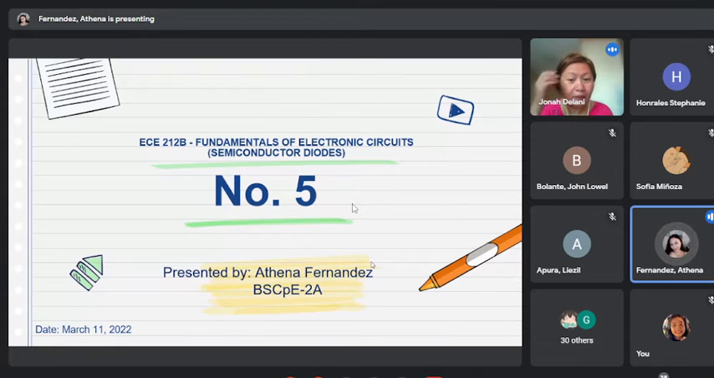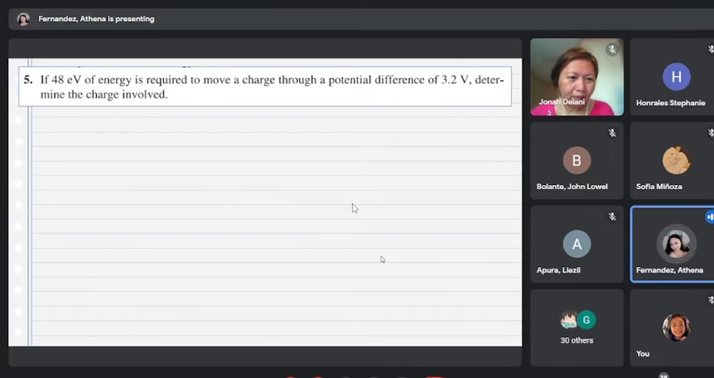So good morning, everyone. I'm going to answer number 5 in the reading material 1, which is all about semiconductor diodes. So problem number 5 states that if 48 electron volts of energy is required to move a charge through a potential difference of 3.2 volts, determine the charge involved. So first, let's identify the given. So we have 48 electron volts and 3.2 volts. So the problem asks for the charge involved in here, which is denoted by Q.